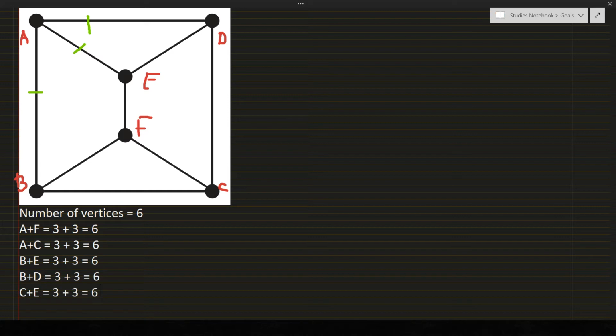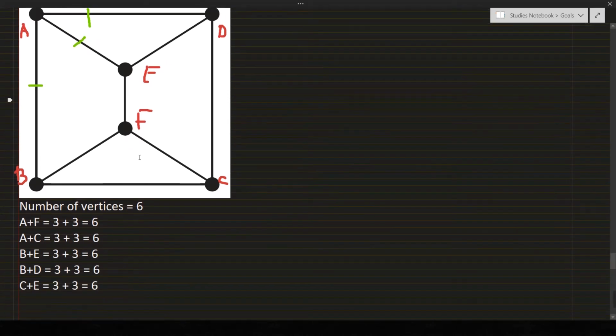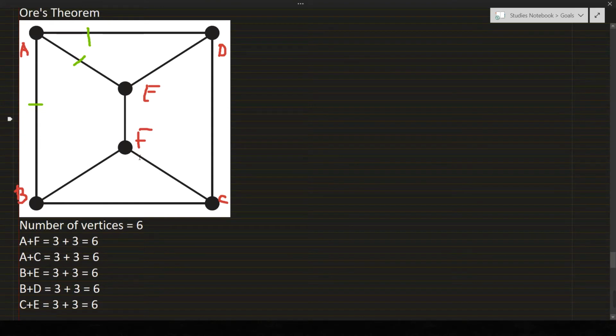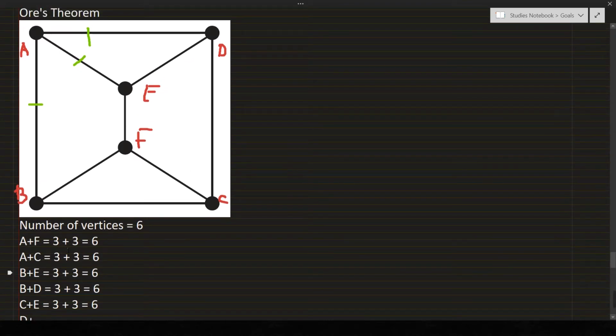Next, D. Are there no other non-adjacent pairs for letter C? So let's move on to letter D. Non-adjacent pair of letter D aside from B, F.